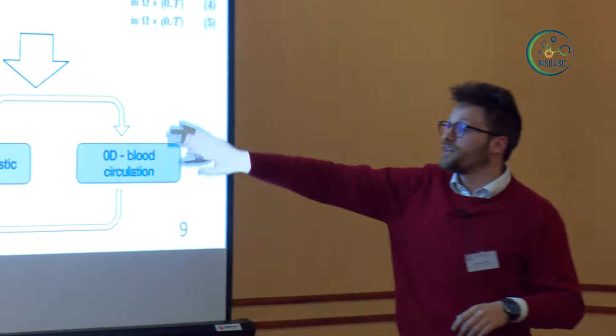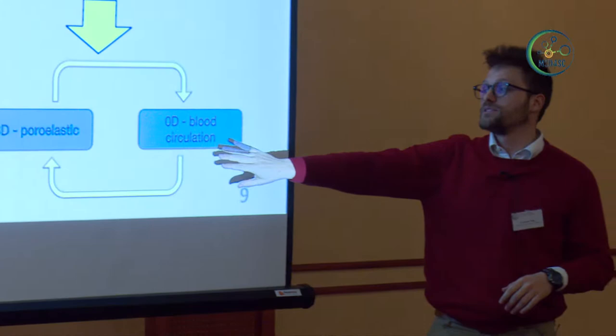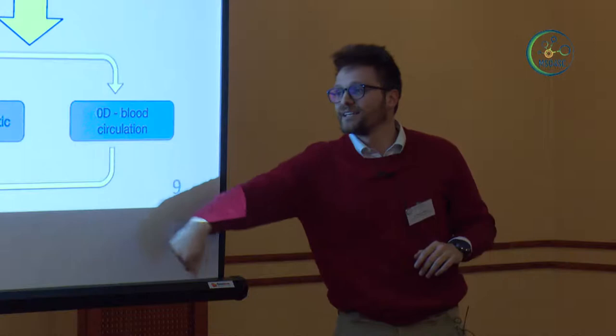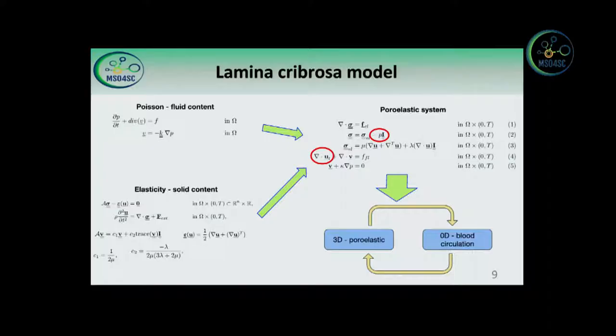A more accurate model, but for now we are more focused on the coupling and the overview of everything, and this is the poroelastic system. The idea is to have a continuous coupling between the 3D poroelastic model and the 0D blood circulation. For now, the full coupling is not implemented yet. It is just one way, but it's a future step that we will handle. So this is the boundary condition.